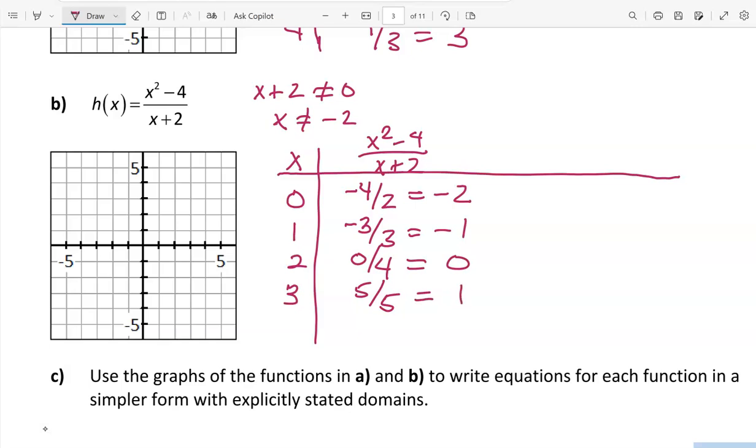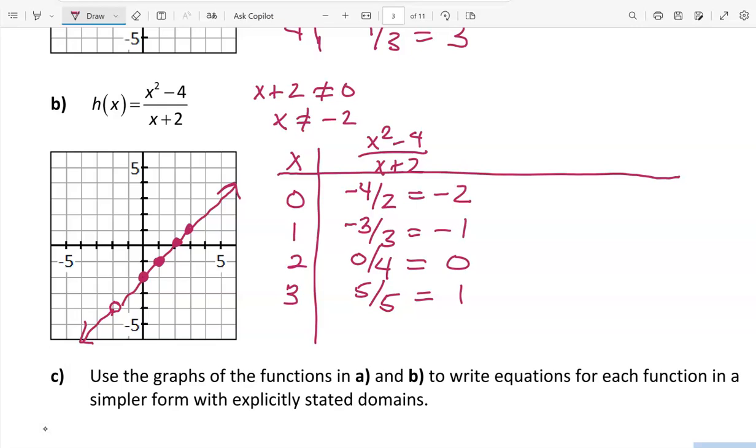So when x is 0, the y value is negative 2. When x is 1, the y value is negative 1. When x is 2, the y value is 0. When x is 3, the y value is 1. It appears that we have a straight line here. So I would continue this line infinitely in both directions, with one exception, and that is when x is equal to negative 2 on that line, we're going to have an open circle there because that point will not be included.